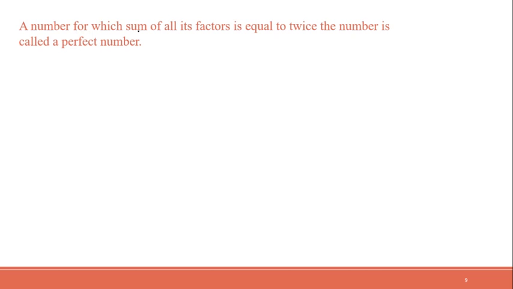Now let's come to this one. A number for which the sum of all its factors is equal to twice the number is called a perfect number. So, what are perfect numbers? The definition says that a number for which the sum of all its factors is equal to twice the number is called a perfect number. What does it say? It means, let's say 6.